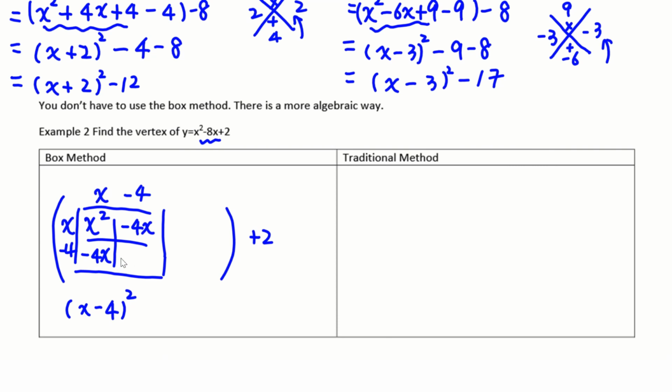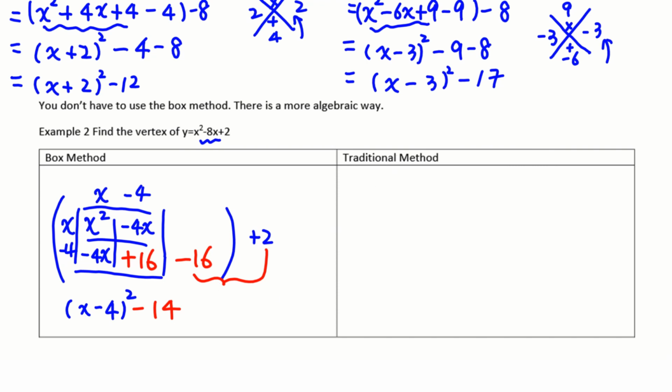But we need a number here to make it x minus 4 squared. So negative 4 times negative 4, always this is positive. Same number times gives you positive 16, and minus 16. So minus 16 combined with plus 2 gives you minus 14, then it's done.